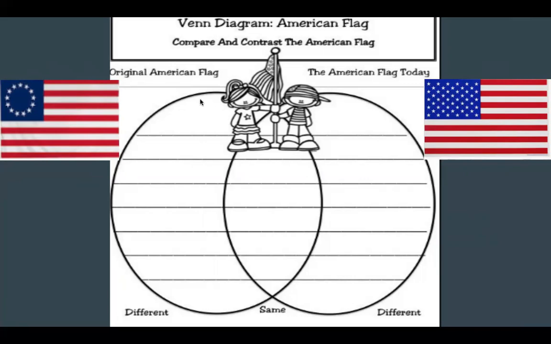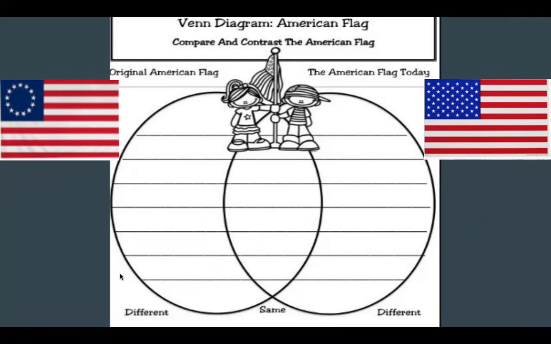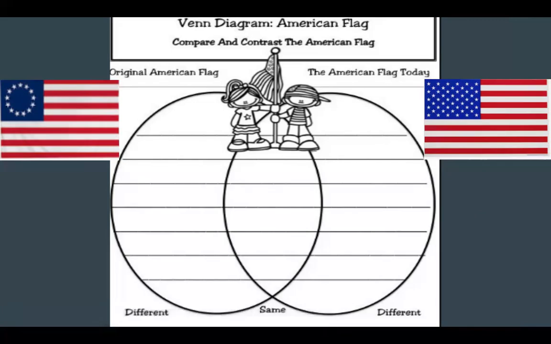So when we talk about compare and contrast, we have two circles that we use. And in the middle, they overlap. In the middle, that is what is the same. And on the outside is what is different. So first, let's talk about what is different. What is something different about the two flags?